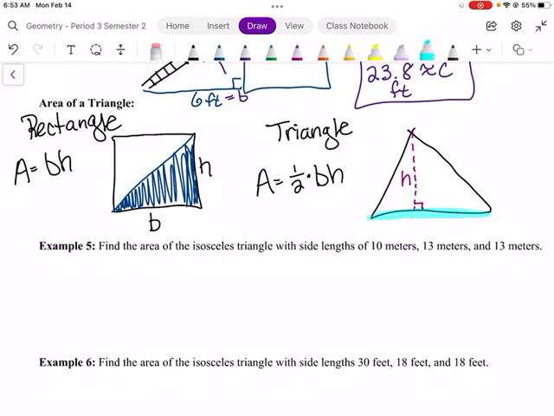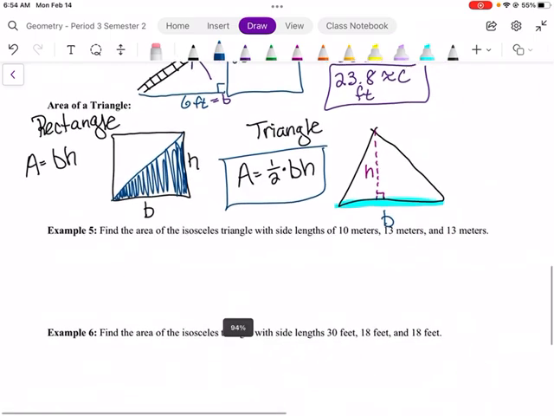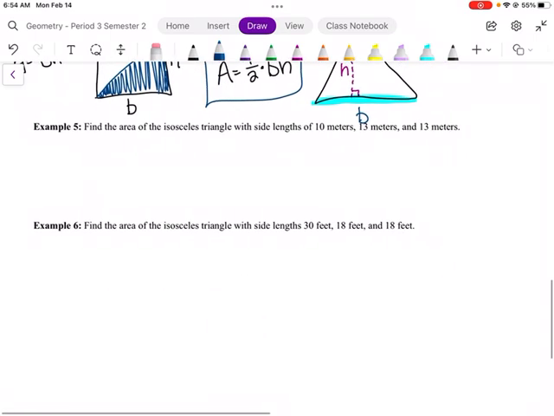So to find the area of a triangle, you are going to take 1/2 times the base times the height. So let's do some examples. We're going to find the area of an isosceles triangle. Remember, that means two sides are the same length. And they have the side lengths of 10, 13, and 13.